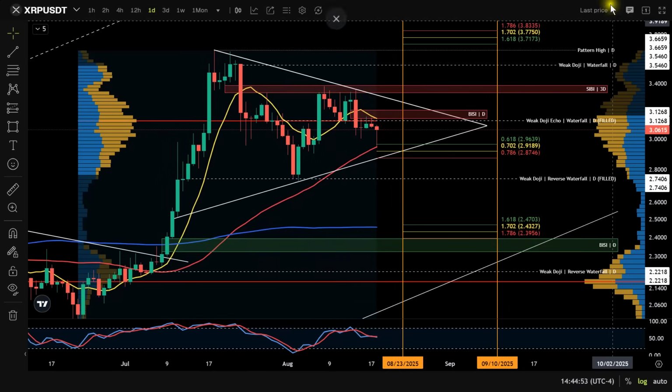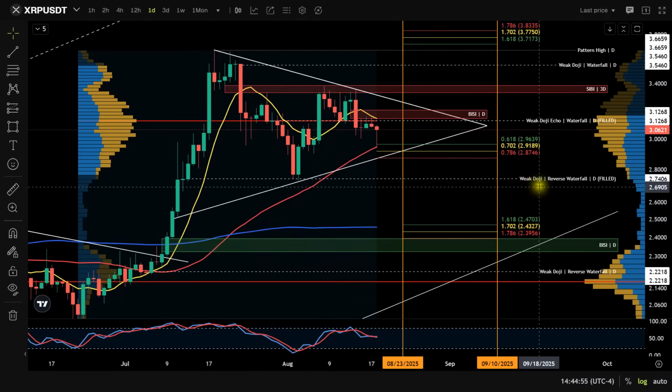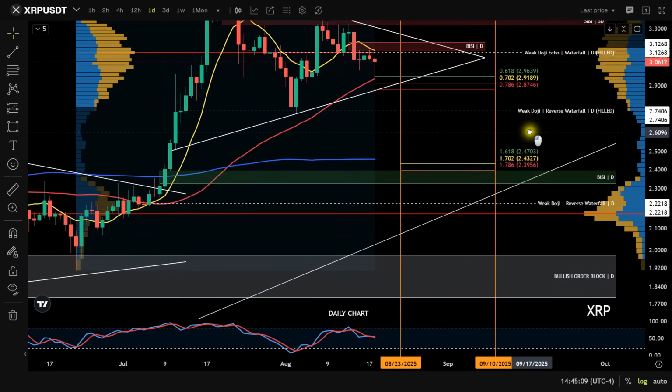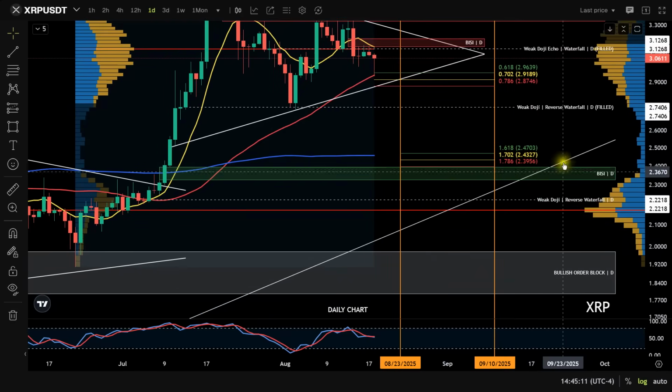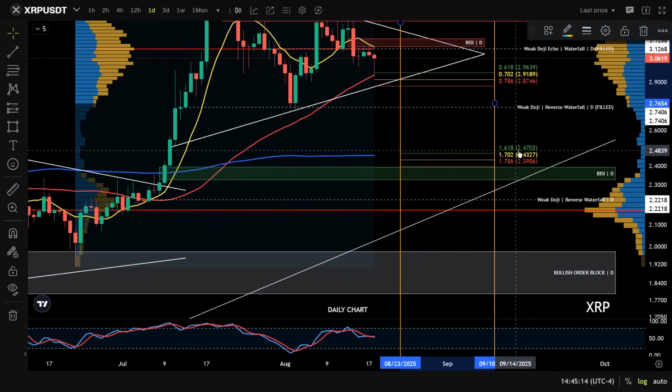And if price does break down, I would be looking to this weak doji reverse waterfall to potentially become an echo, which is a repeating weak doji, and would instead be watching this lower range of Fibonacci's, which are also a first level, and which are trading in the same range as the 200-day moving average. If this doesn't hold and price can break through this bullish fair value gap at some point in the future, this weak doji reverse waterfall on the daily at $2.22 would be my target.